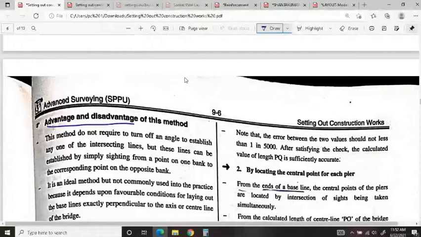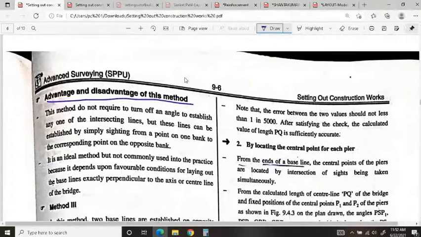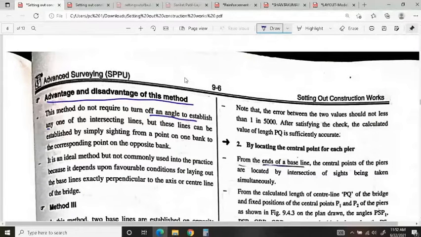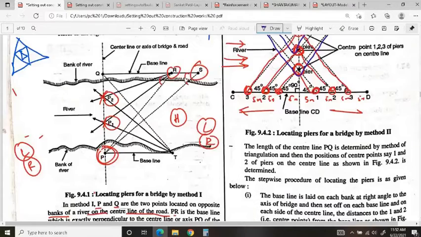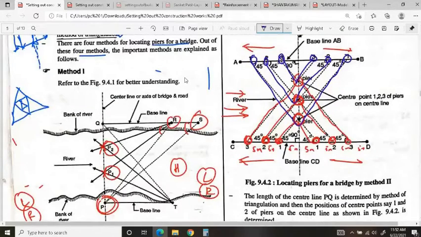Next, advantages and disadvantages of this method. This method does not require turning an angle to establish any intersecting lines. These lines can be established by simply sighting from one point on the bank to the corresponding point on the other bank. Means from directly here you can sight without establishing the respective point.